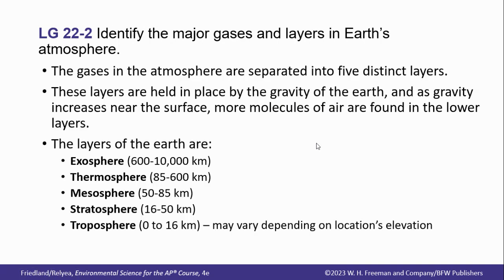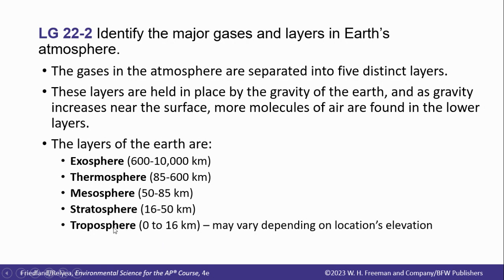The gases in the atmosphere are separated into 5 distinct layers. These layers are held in place by the gravity of Earth. As gravity increases near the surface, more molecules of the air are found in lower layers. So the layers of the Earth are the exosphere, the thermosphere, the mesosphere, the stratosphere, and the troposphere.